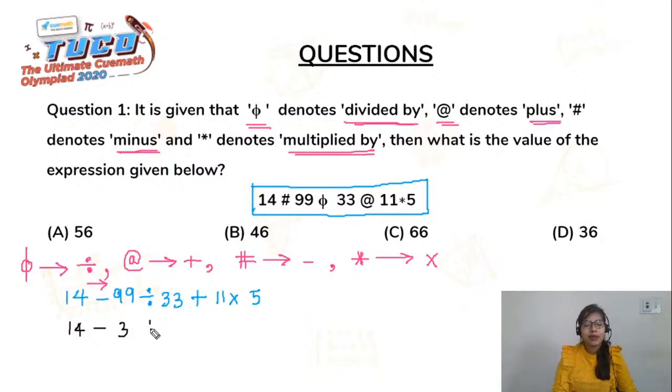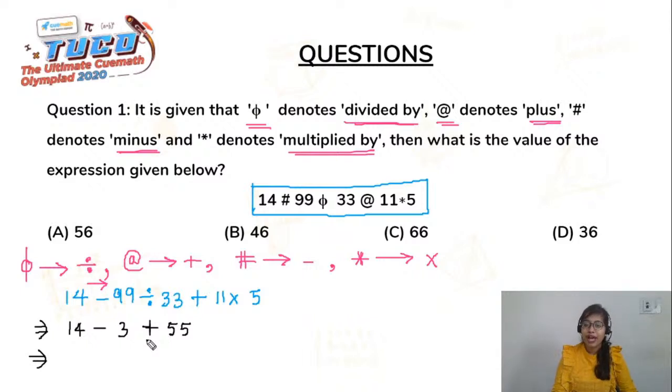Okay. So 3 plus, here you could see that 11 times 5. How much does it give you? It gives you 55. Okay. I have performed the division and the multiplication in the same step. If you think that you are getting confused with application of order of operations, you could do it step by step. Okay. Coming to the next step, now you have a subtraction and addition.